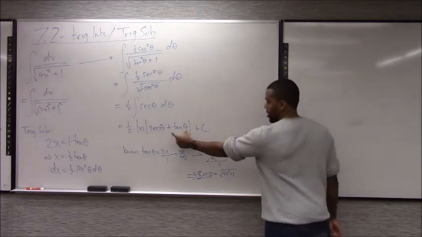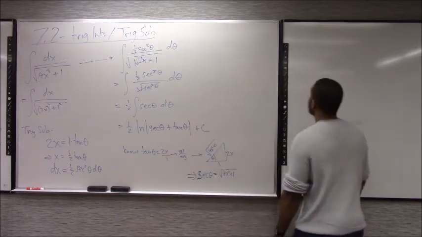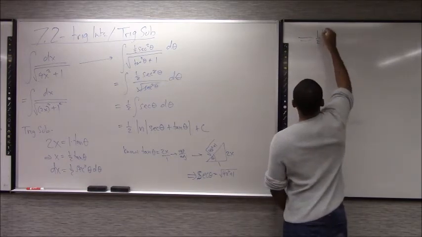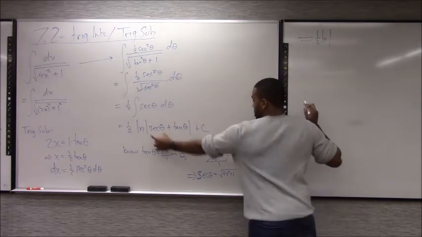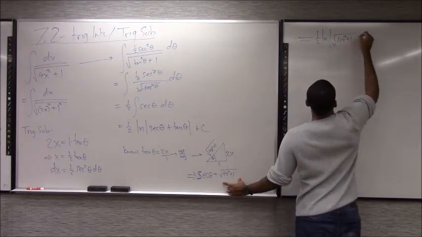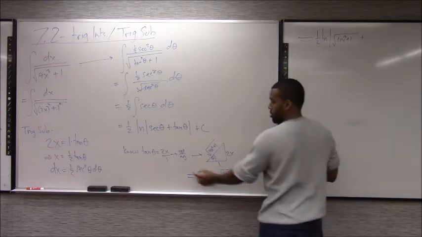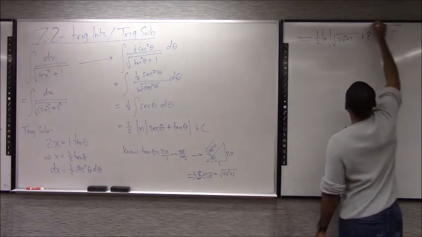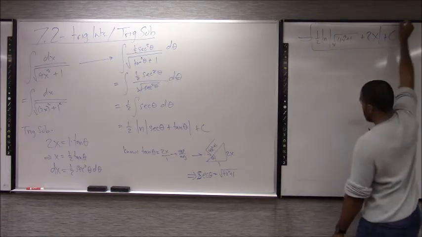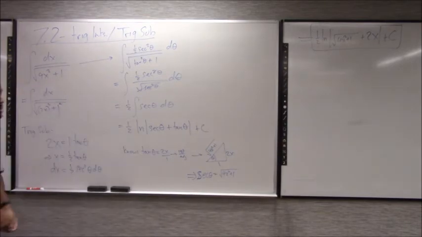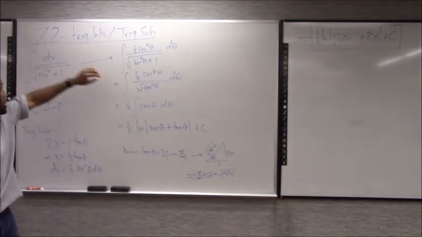And my tangent I already know, my tangent is 2x. So this would become 1/2 ln of my secant, which is this guy, plus the tangent, which is just 2x. And that's your answer in x. And again, you can check if you differentiate that guy, you will get this guy.